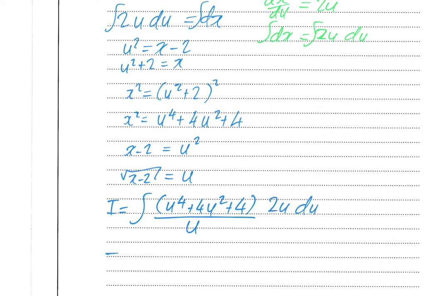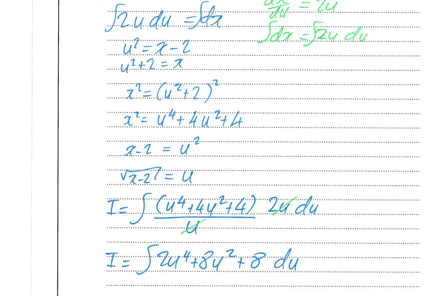Now what you need to do before you can do anything else is cancel out a wee bit. So I'll use my green here just to cancel out. You can see this u on the top line and this u on the bottom line cancel out. And then just multiply in by the 2 to make life easiest. That's going to be 2u to the power of 4 plus 8u squared plus 8, and that's being integrated with respect to u.